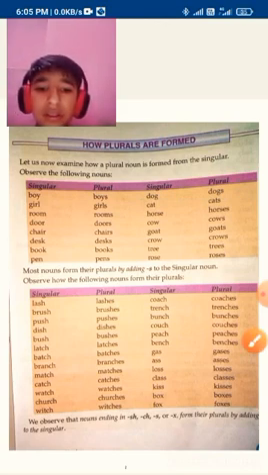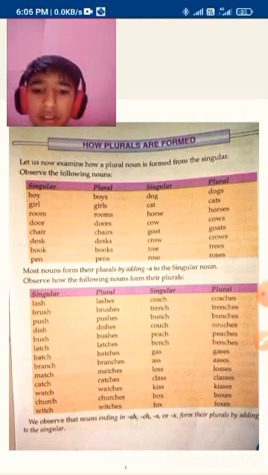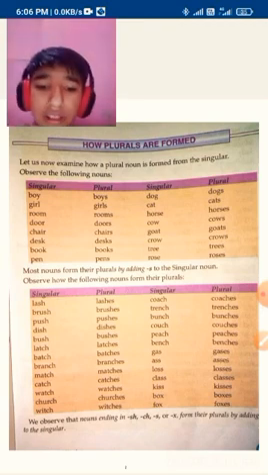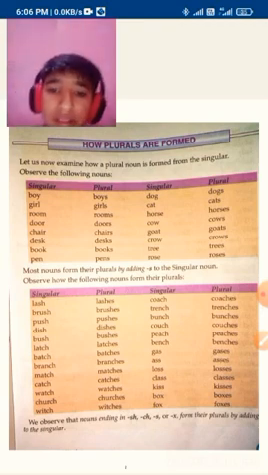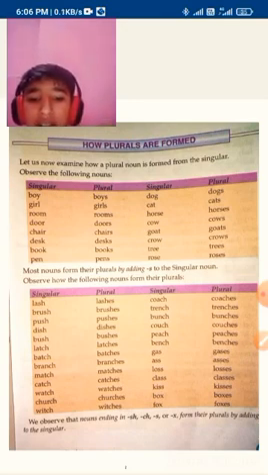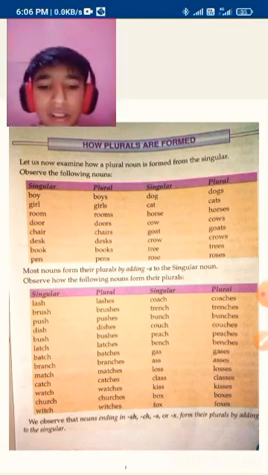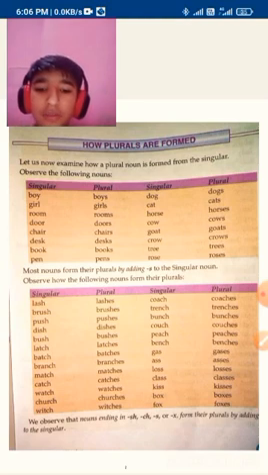Observe the following nouns: lash, lashes; brush, brushes; push, pushes; dish, dishes; latch, latches, etc. As we can observe, they make a sound of sh, ch, s or x, which means we will add es here, like matches, because we can't only add s. For example, let's take loss. We can't add another s here, so it will be losss, which is meaningless, but it is now losses. So let's move to our next page.